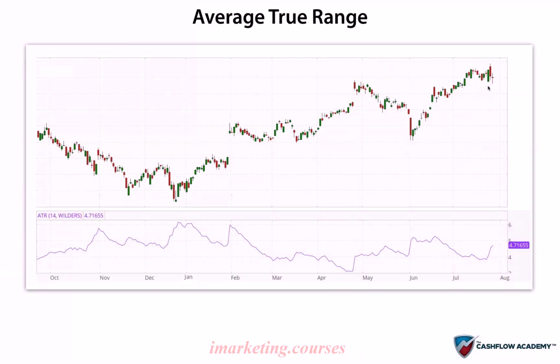And so this helps us with exit strategy, knowing how much wiggle room we should give something before we call it quits, and how much it moves on average. It's a nice indicator to use for exits.